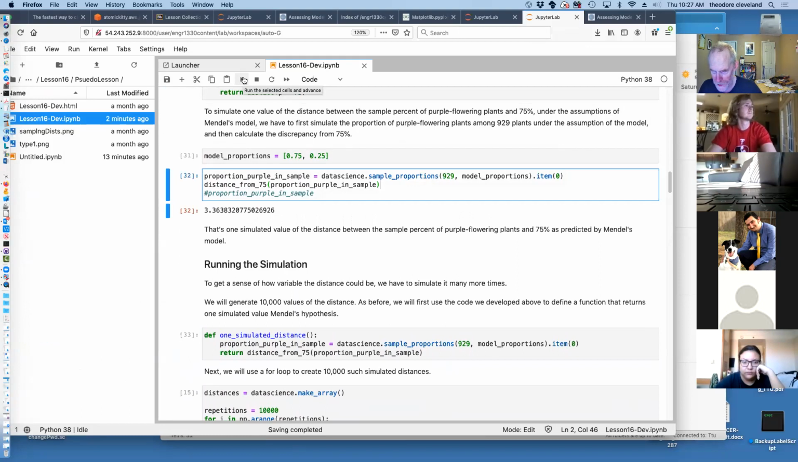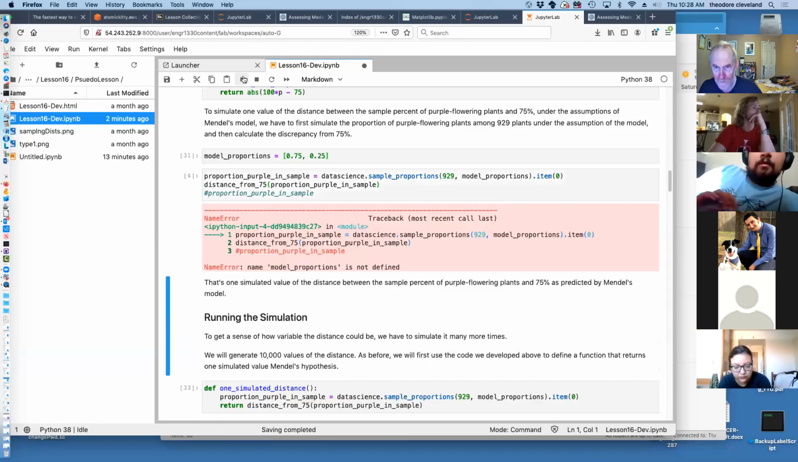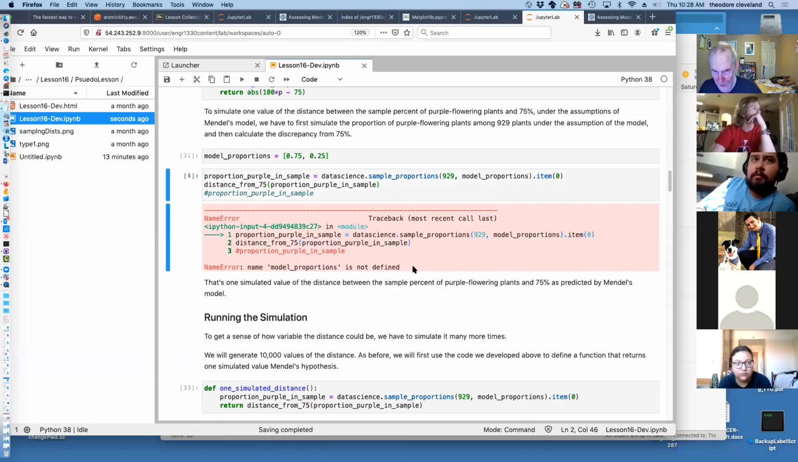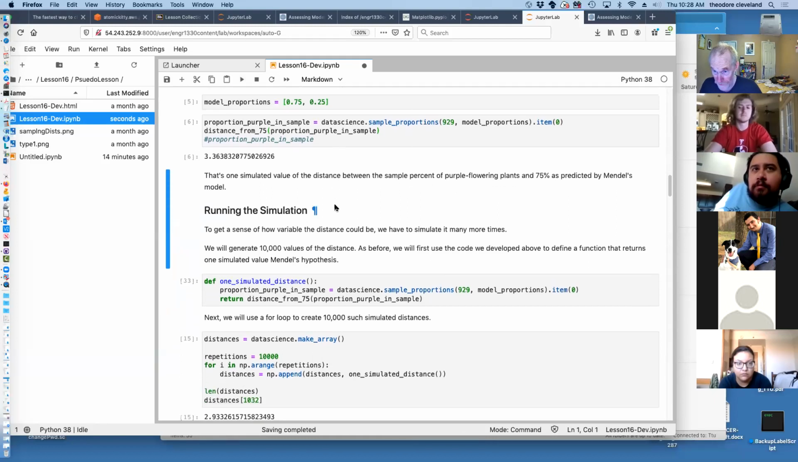And the model proportions are going to be 0.75 purple, 0.25 white. It's going to return a value of either purple or white. It's going to do that 929 times. And then we're going to keep track of the distance from 75 for the proportion of purple in the sample. So we do that and we get an error message. Let me fix that. Proportion of purple. So it says, at least in this instance, our 929 samples, the number of purples is 3.36 units away from 75%. So that's one simulated value of the distance.